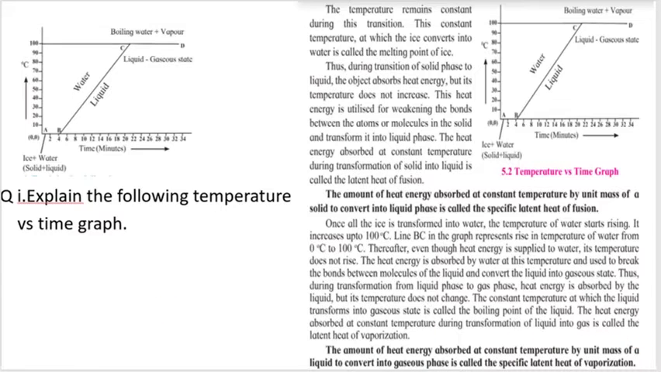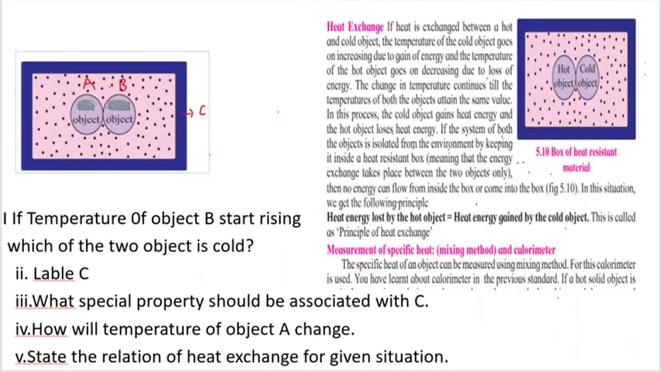Let us move to our next diagram-based question. The questions are: if the temperature of object B starts rising, which of the two objects is cooled? And how does the temperature of object A change? Here, this question is based on heat exchange. Here, there are two objects, a hot object and a cold object, placed into an isolated box.